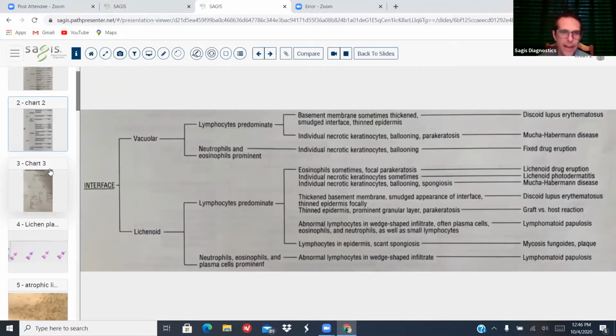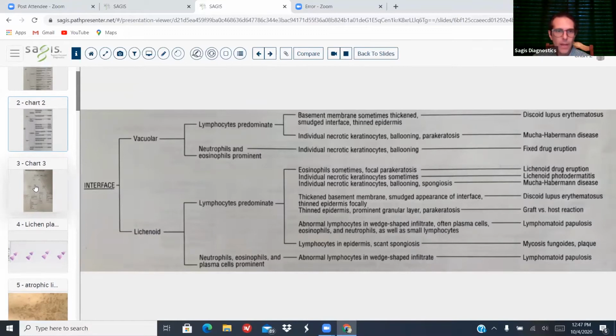and then when it's superficial and deep, vacuolar versus lichenoid, you have a different list of inflammatory dermatoses that are superficial and deep. And there is some overlap. Some are superficial only, especially things like lupus, which can be superficial only and superficial and deep, depending on what subtype you have.